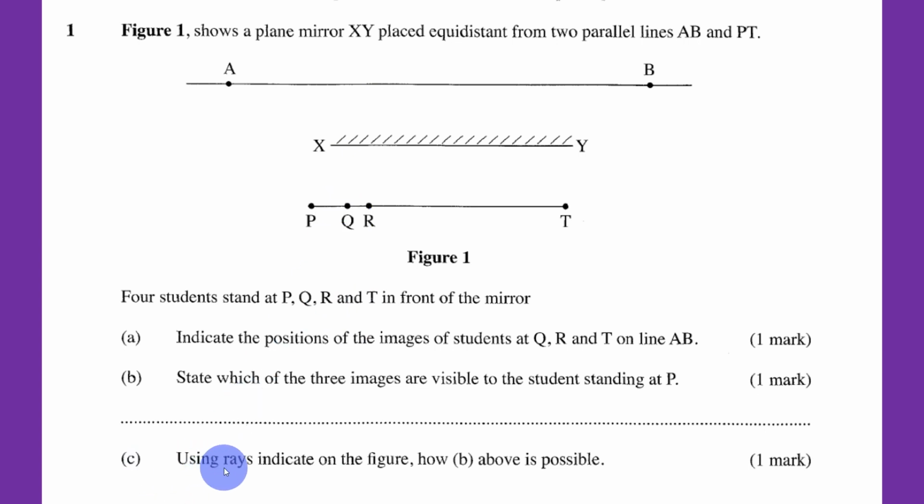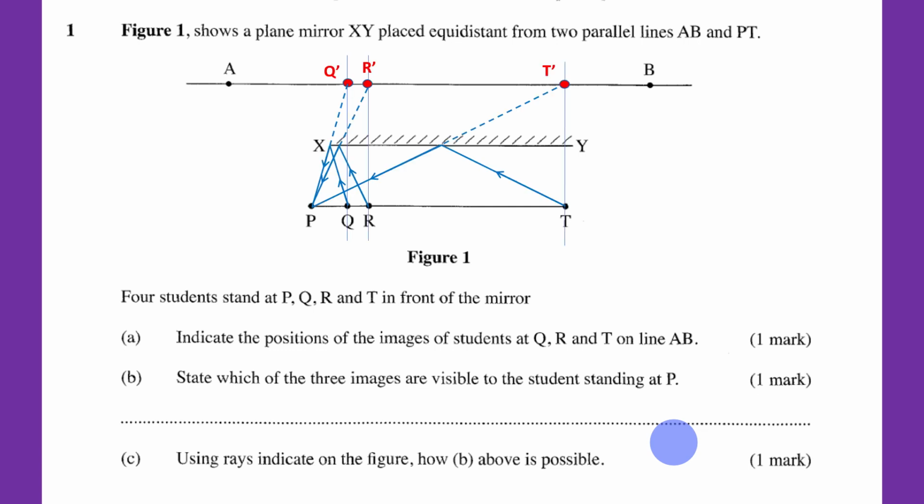Part C, using rays indicate on the figure how B above is possible. So let's go to the next slide where you will see the answers that we've given here. So here we have it. The image will be formed at this point, Q dash, this is the image of Q, this is the image of R, and this is the image of student T. Now, how does this student see each one of these images?